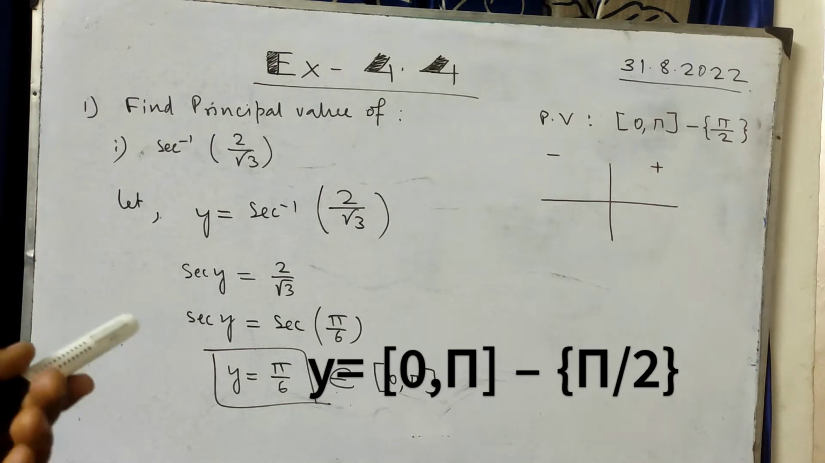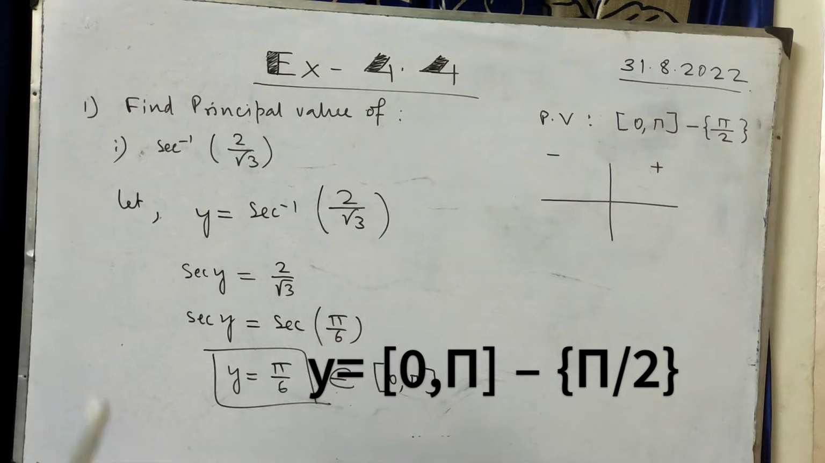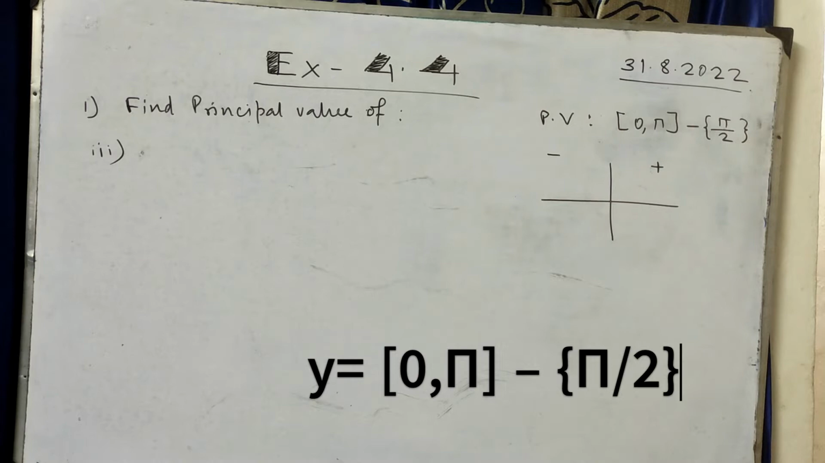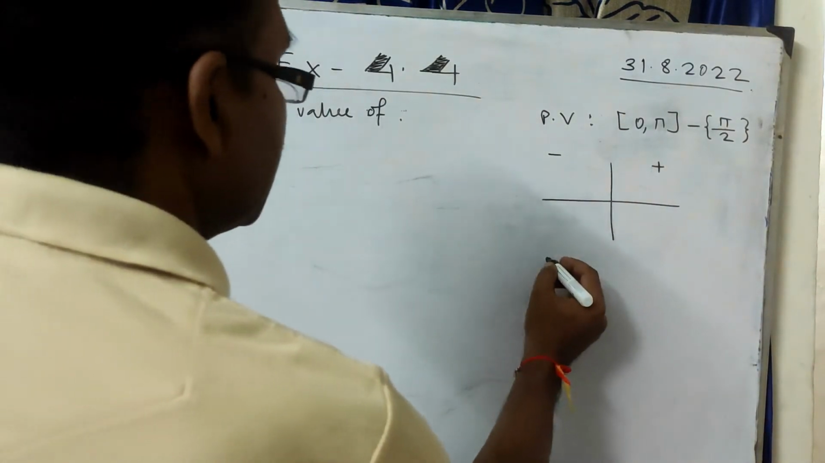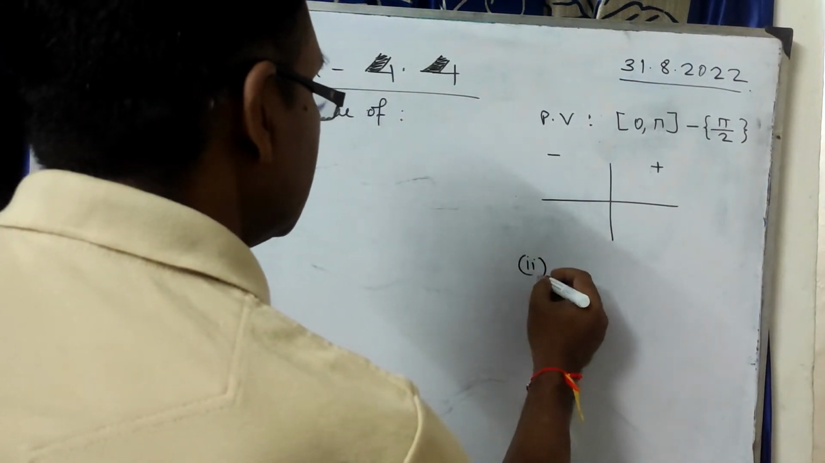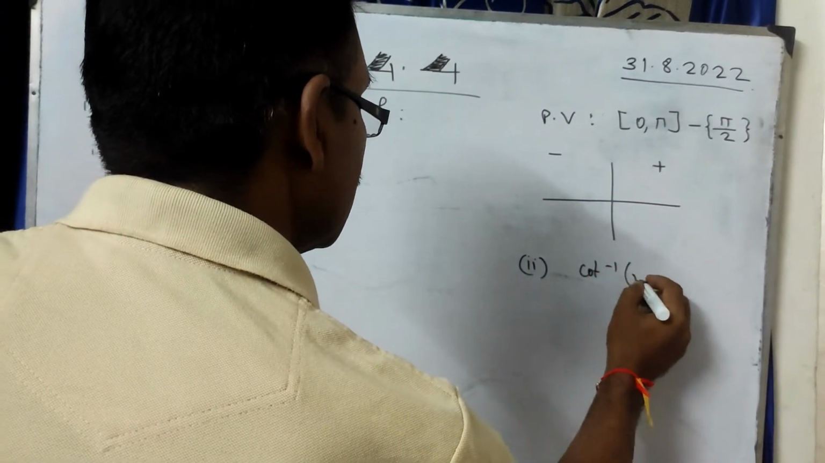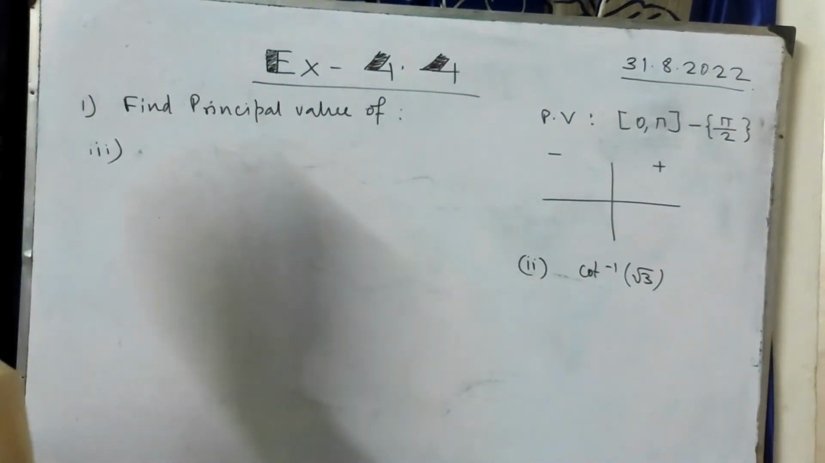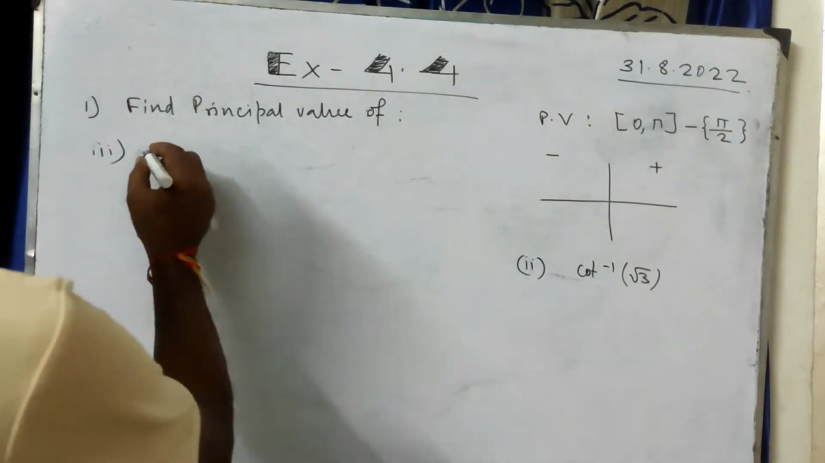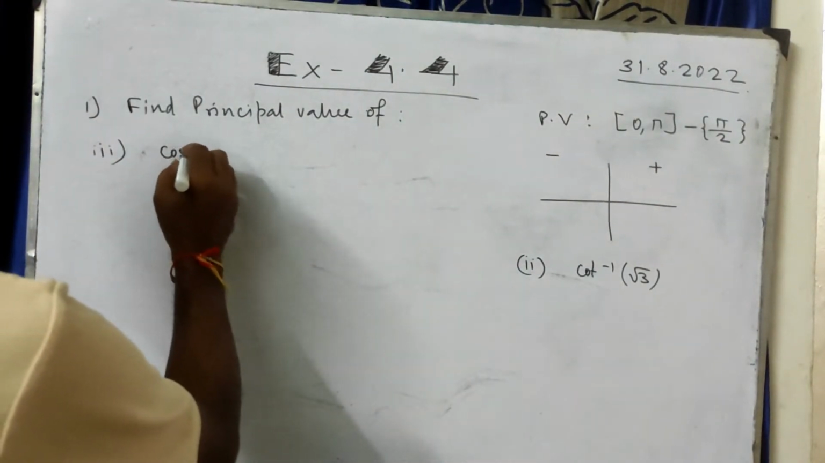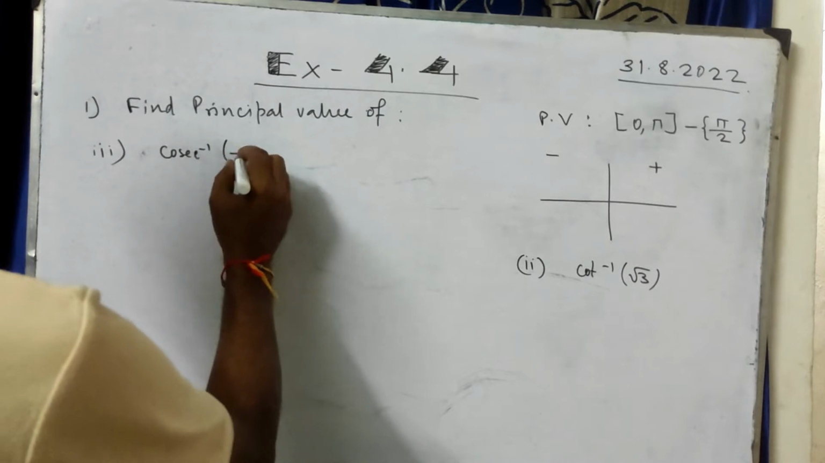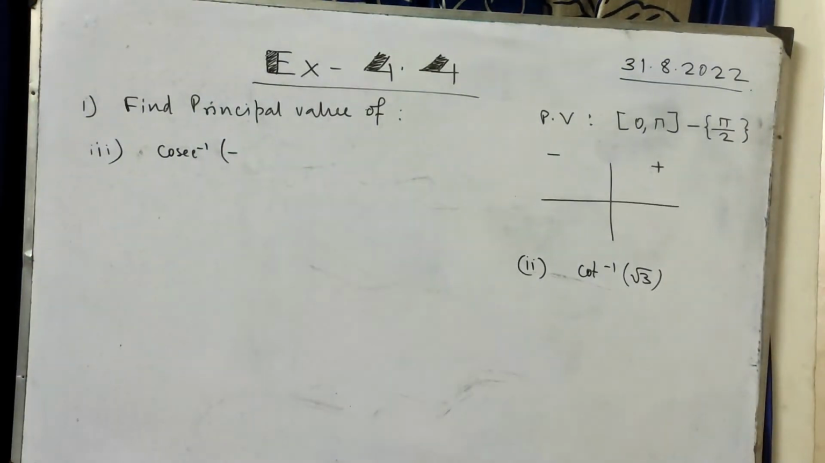So you try to do it by yourself. If you have understood, you do it by yourself, and if you have a doubt, then only you look at the board. Okay. So the second one you can do, right? Second one is what? Cot inverse root 3. It is very easy. Okay, so you can do it by yourself.